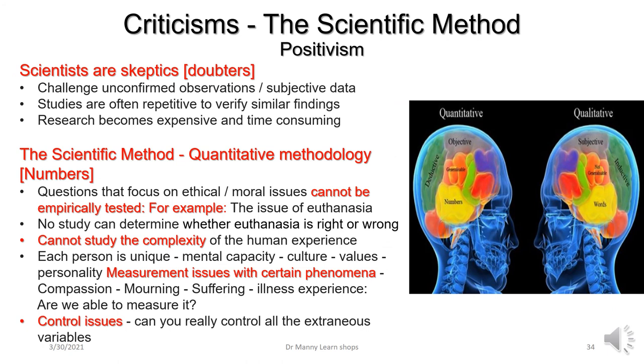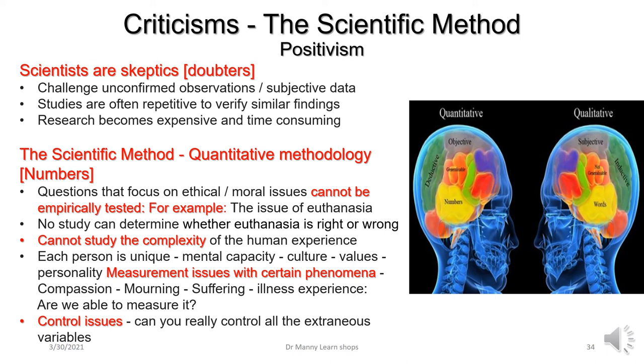The criticisms of the scientific method in relation to positivism are that scientific method scientists are skeptics, they're doubters. They challenge unconfirmed observations and subjective data. The studies they believe are often repetitive and verify similar findings. The research becomes expensive and is time consuming. Look, it is time consuming. Well, it depends on the methodology that you use.